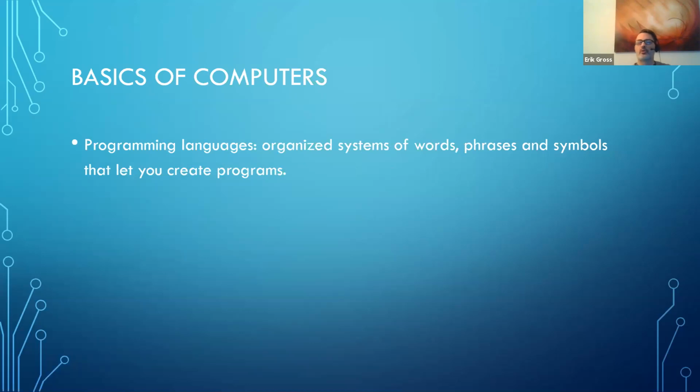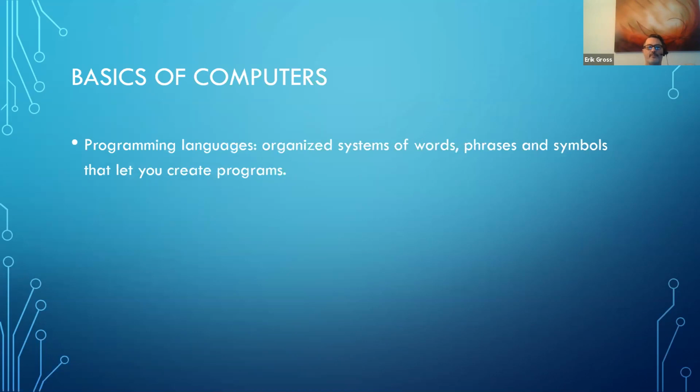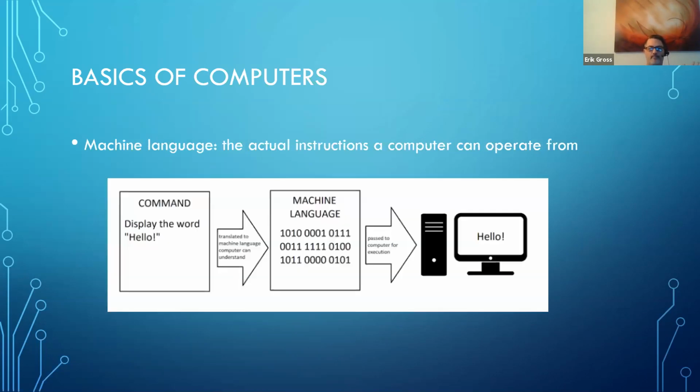You do that using what are called programming languages. Now, language is just language. It's an organized system of words and phrases and symbols. When you talk about computers, these are words, phrases, and symbols that let you create programs. Again, to go back, that let you create a series of written instructions that can run the computer, that can make the computer do things. So that's programming languages, and there's lots of them.